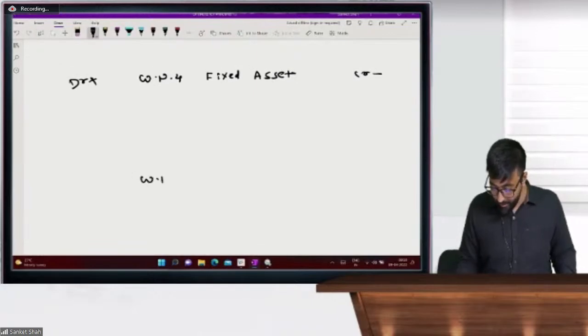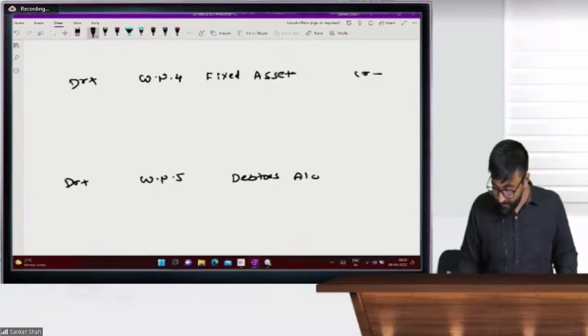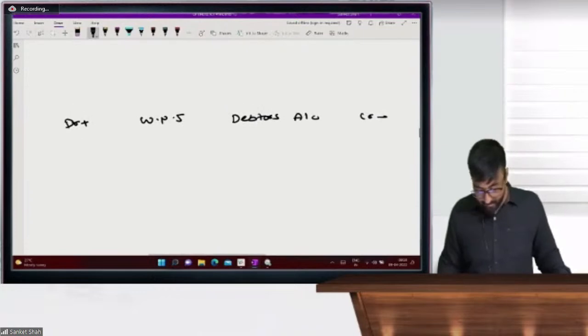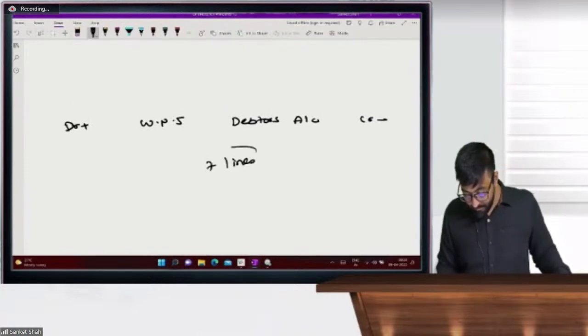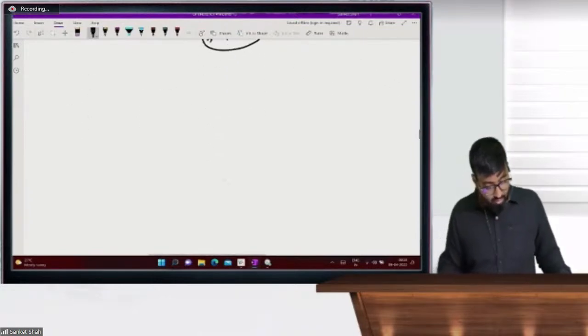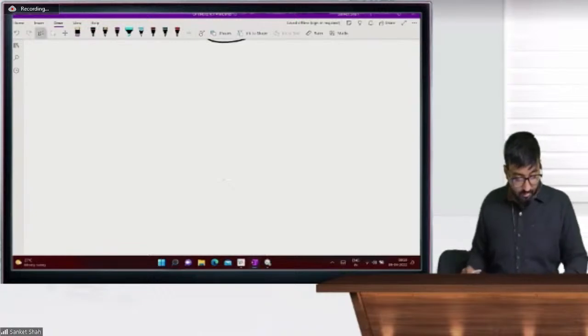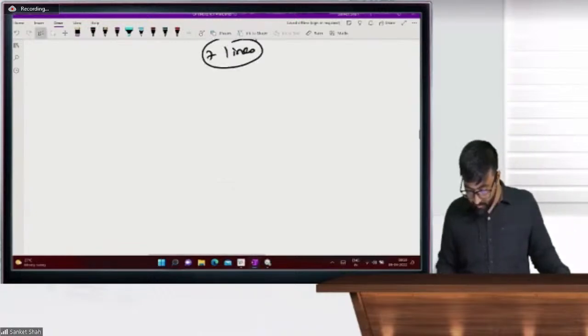Working note 5. Debtors account. Debit plus, credit minus, 7 lines. Yes, beta. याद रखो मैं बोल रहा हूं ना 7 lines तो 7 lines. That is the last account.